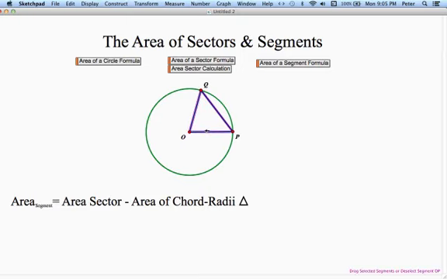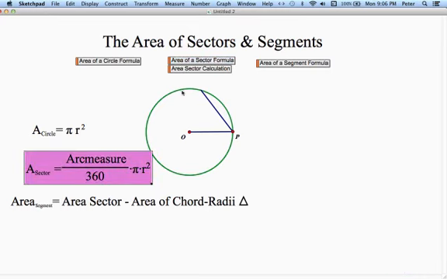So that gives us, it's not really a formula as much as a method for finding the area of a segment. The area of a segment is equal to the area of the sector, QOP, subtracted by the area of the chord radii triangle, QOP. Okay, so make sure those are in your notes. We've got 3 formulas in total: the area of a circle, the area of a sector, and then the area of a segment. Make sure these are in your notes.